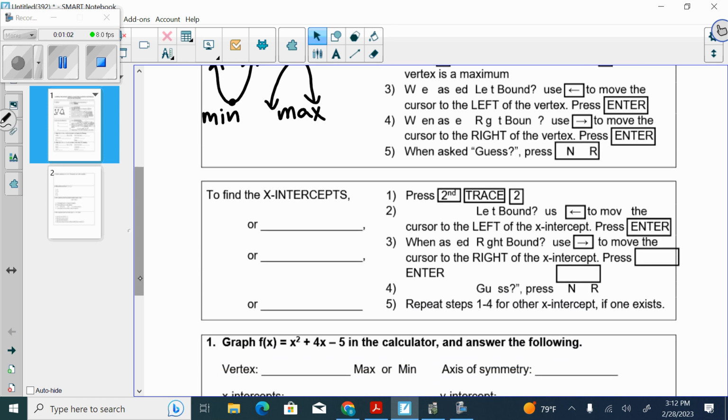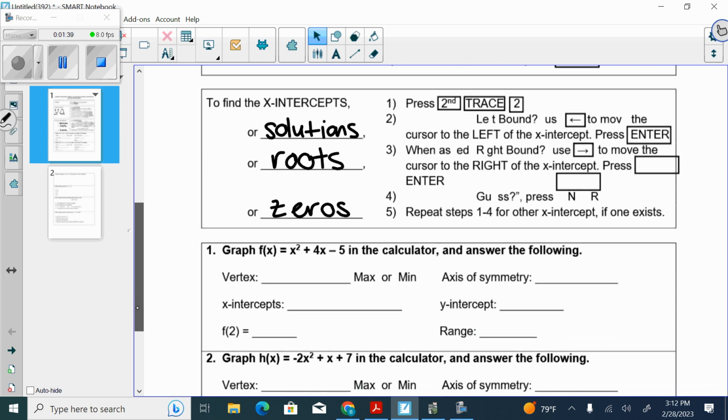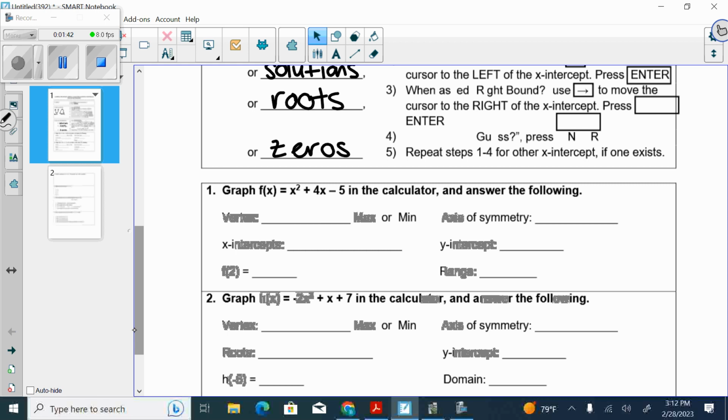Then in order to find the x-intercepts, remember x-intercepts can be called several different things, right? So our x-intercepts, or we can also call those solutions, or we can also call them roots. And then the last thing we can call those are zeros. Okay? And if we're looking for those, this is the list of steps on how to do that. Okay? So, now that we have broken down what it is each one of these things finds for us, let's look at some examples where we find information in our calculator.